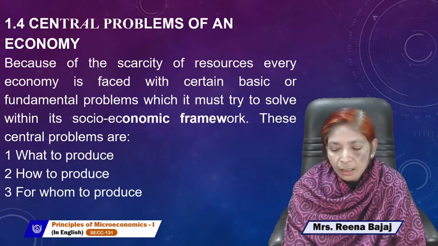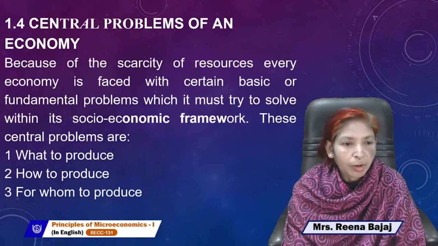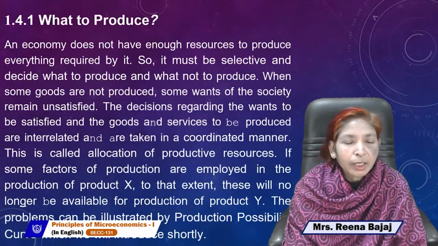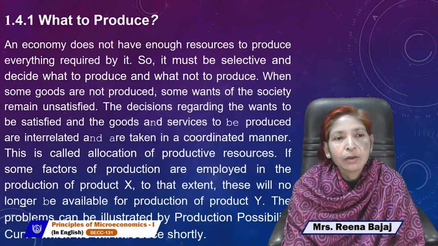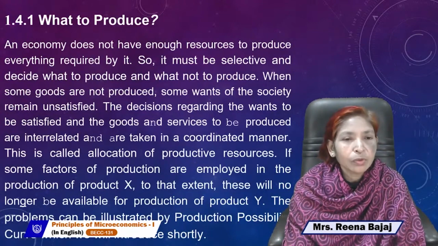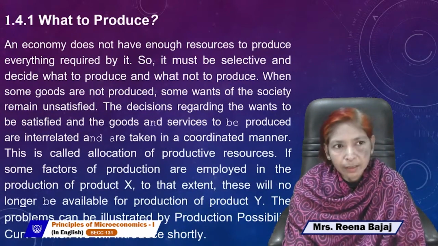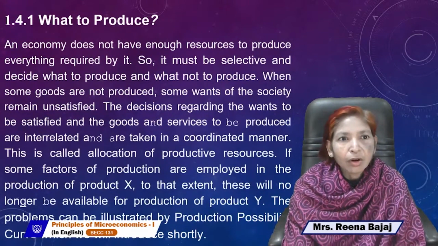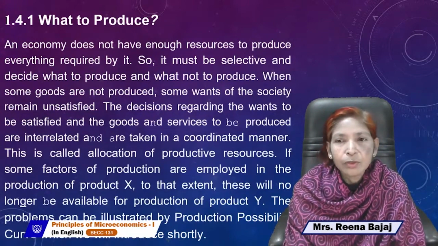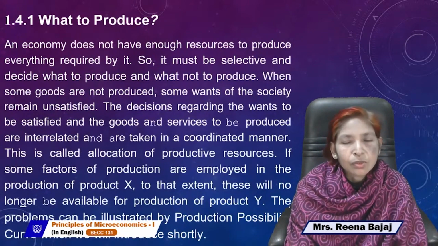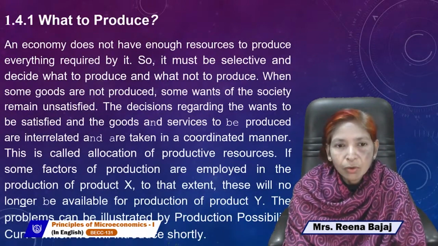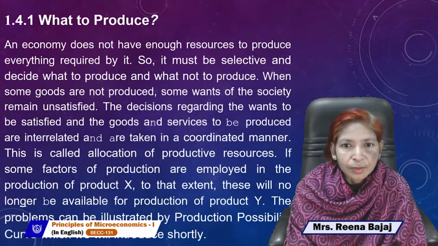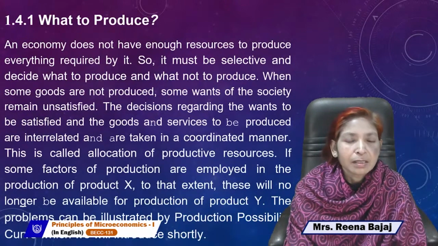Three central problems always arise in each and every country. Now we will discuss in detail these central problems. First problem is what to produce. What to produce generally discusses what type of goods and services should be produced in the economy and in what quantity. This problem arises due to scarcity of resources. An economy does not have enough resources to produce everything required by it. So it must be selective and decide what to produce and what not to produce. When some goods are not produced, some wants of the society remain unsatisfied.